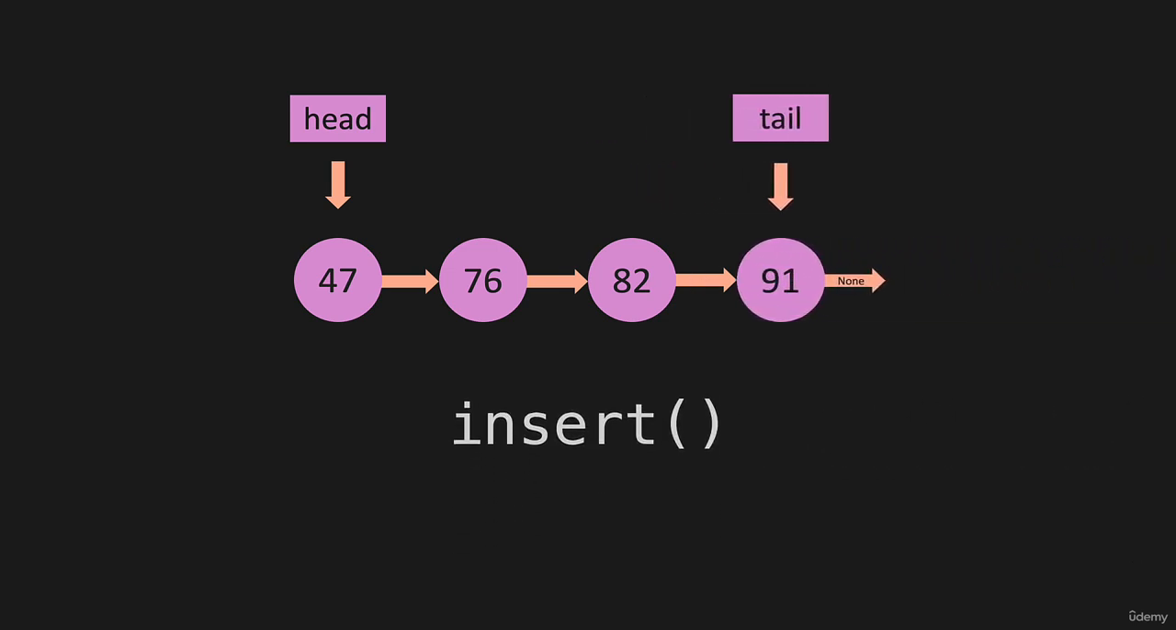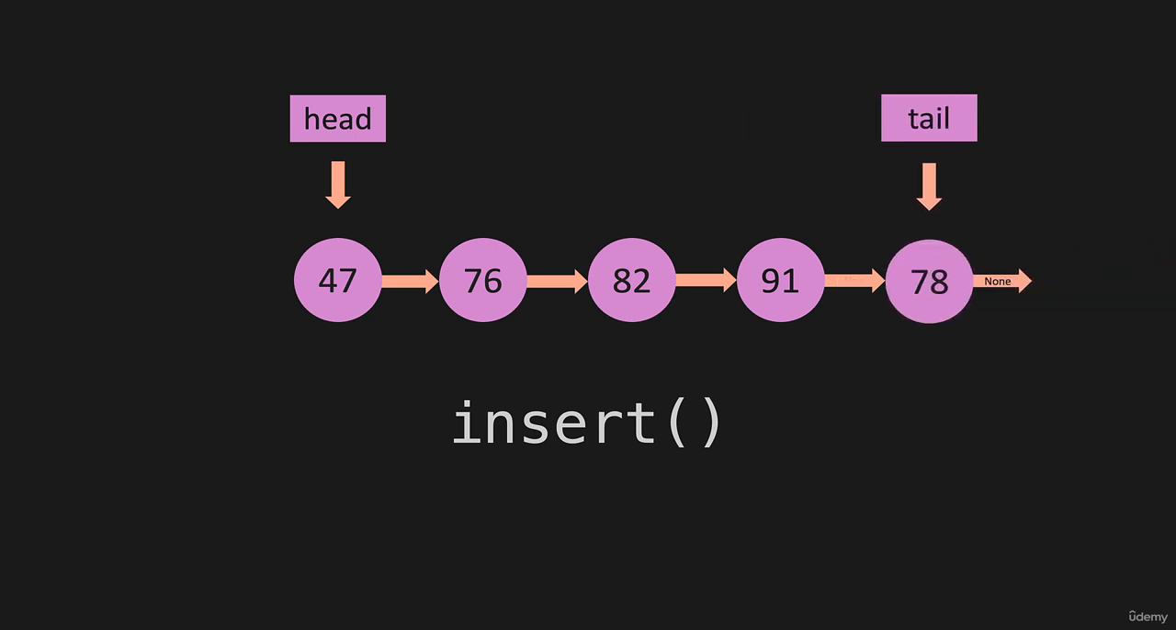Now let's look at insert. Our linked list here is sorted, but there is zero advantage in a linked list to sorting your data. So if you're going to insert a node, you would just append it to the end. And that is O of 1.